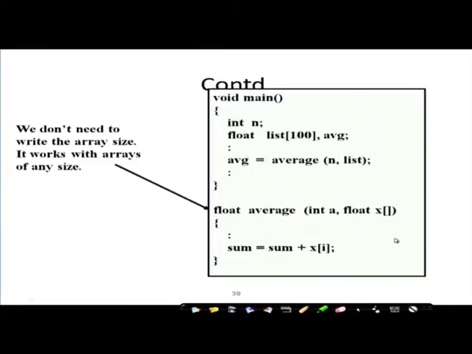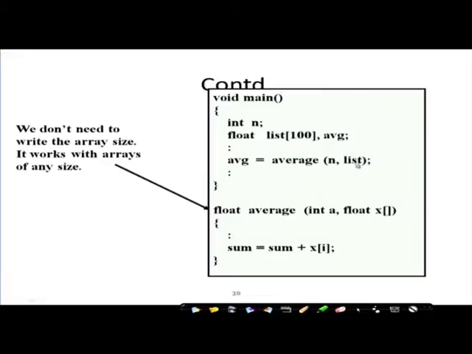So, here you see we do not need to write the array size, it works with arrays of any size. For example, here, where list is an array of 100 elements and average I am calling here, float average, int a is an integer and float x is mapped to list, all right.